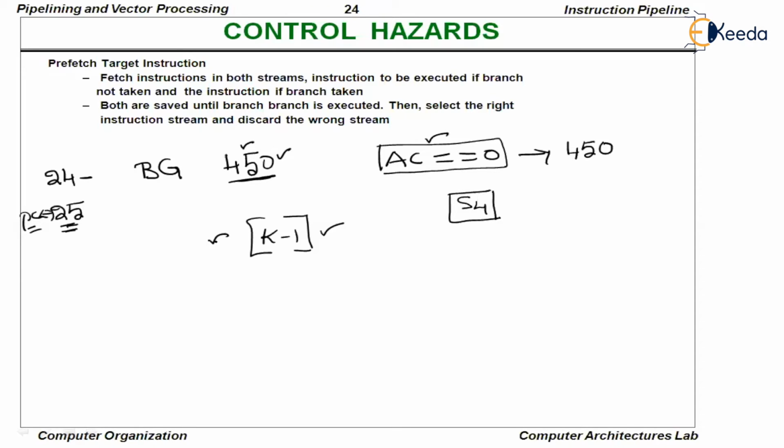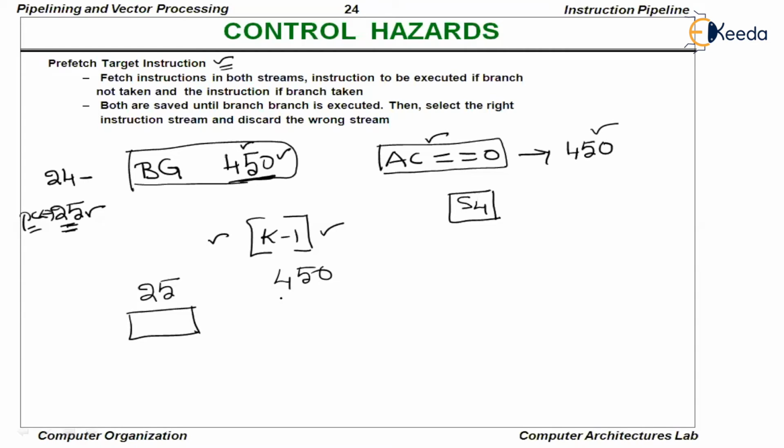The first technique to handle the control hazard is prefetching the target instruction. What is prefetching the target instruction? The moment the branch instruction is fetched, we don't know what the next instruction is. It could be either the 450th instruction or the 25th instruction, right? So what we do is simple: get both instructions, the 25th as well as the 450th, while the condition is being examined.